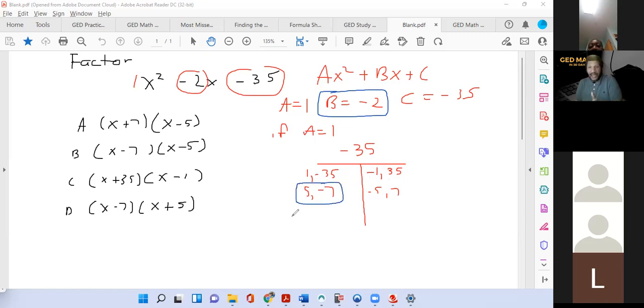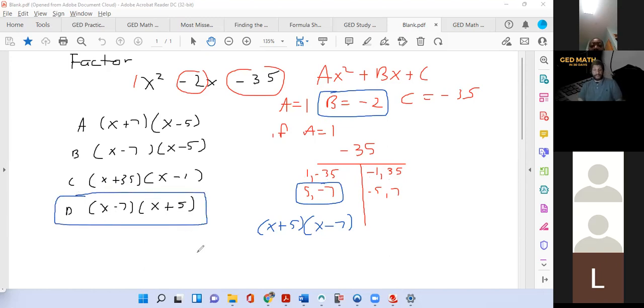From that, this is how they want you to factor. From knowing 5 and 7, so x plus 5, x minus 7. So our answer here would be D. If you notice, I also reversed them. I didn't write the plus 5 first. But it doesn't matter. Remember, you can multiply in any order you want. 3 times 4 is 4 times 3. So that's how they want you to be able to do it mathematically.